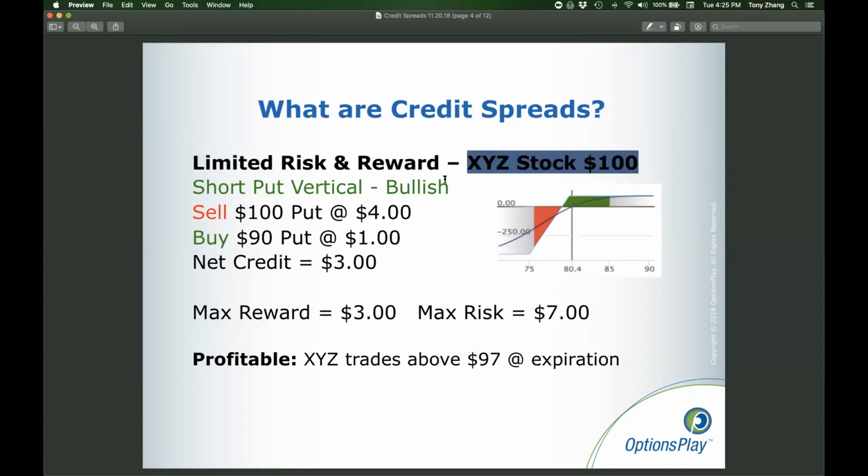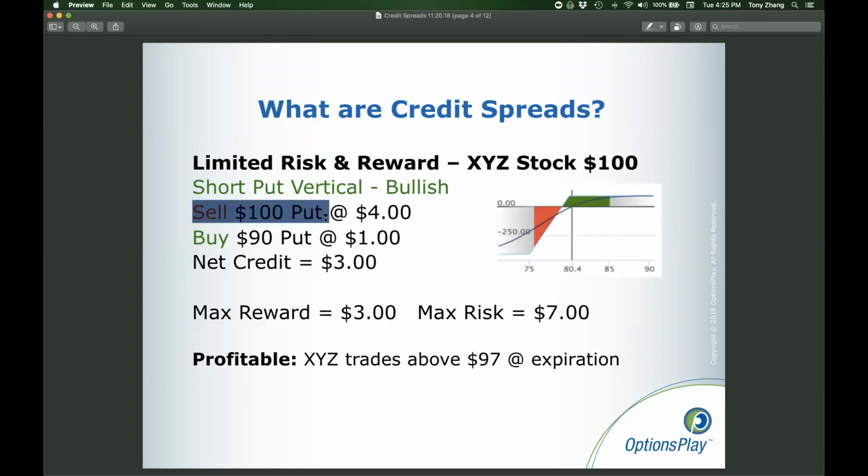So in this particular case, we have stock XYZ. We're bullish on the stock, meaning we think it's going to go higher. How can we trade a credit spread in order to take advantage of that? So right now we're talking about the short put vertical, which is the bullish credit spread. How it's constructed is it starts off by selling a $100 put.